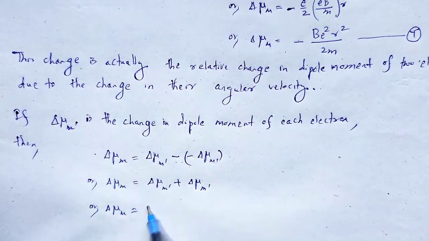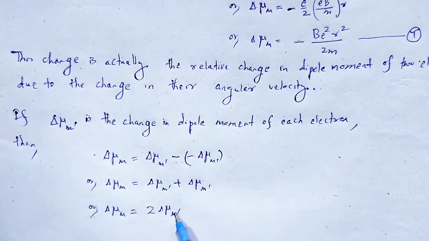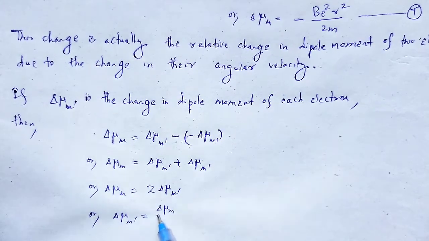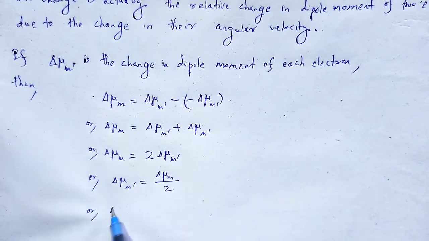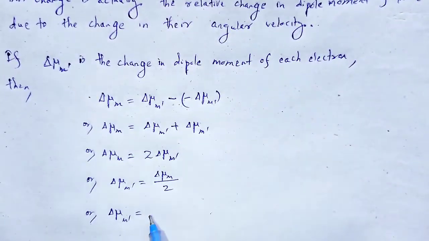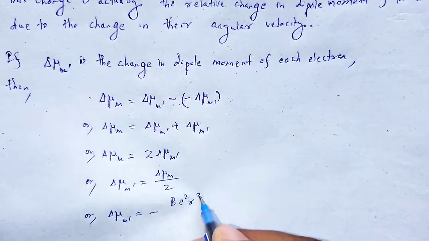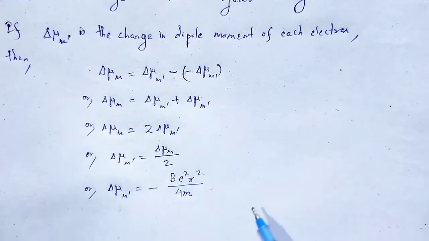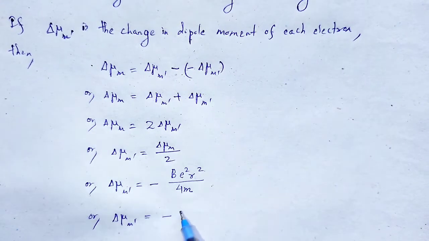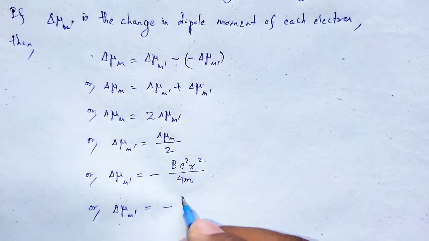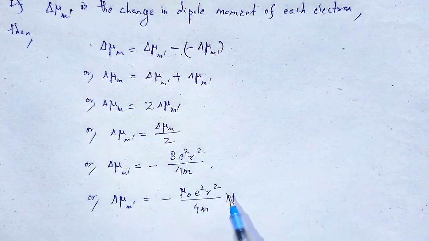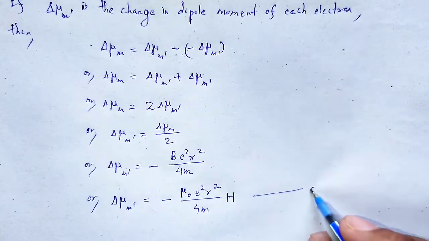Del mu m is equal to 2 times del mu m dash, or del mu m dash is equal to del mu m divided by 2. Putting that value, del mu m as minus b square r square divided by 4m, 2 into 2 is 4, del mu m dash is equal to minus, putting the value of b as mu naught into h, mu naught e square r square divided by 4m into h, where the external magnetic field B is equal to mu naught into h. Equation number 5.